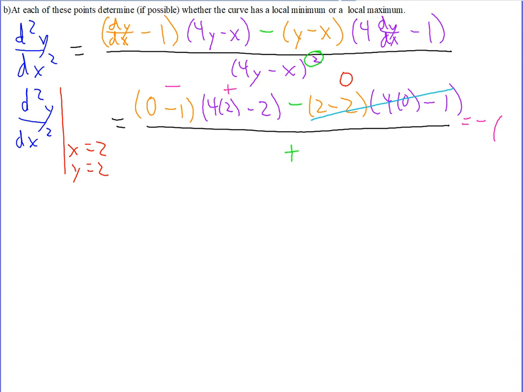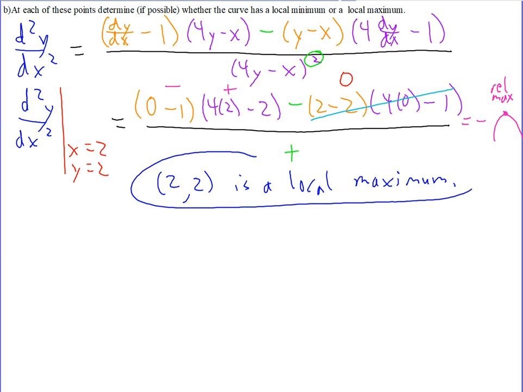That means it's concave down, shaped like a frown, which means we have a relative or local maximum. And now we know that the point (2, 2) is the local maximum. This one we didn't have to justify; if we did, we would justify it just like that other one we did. And then let's just substitute another point.